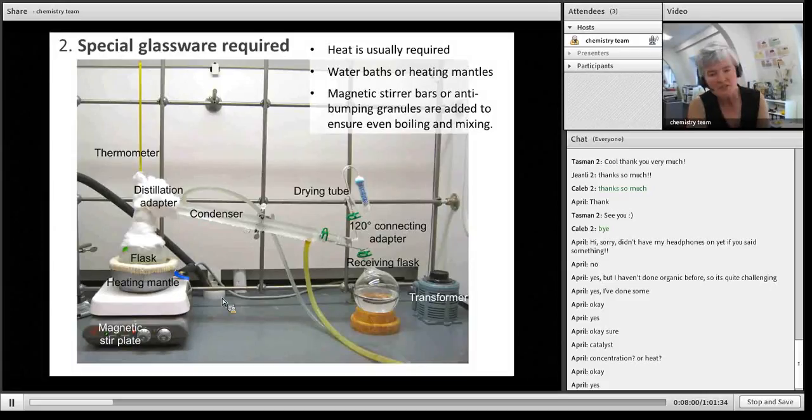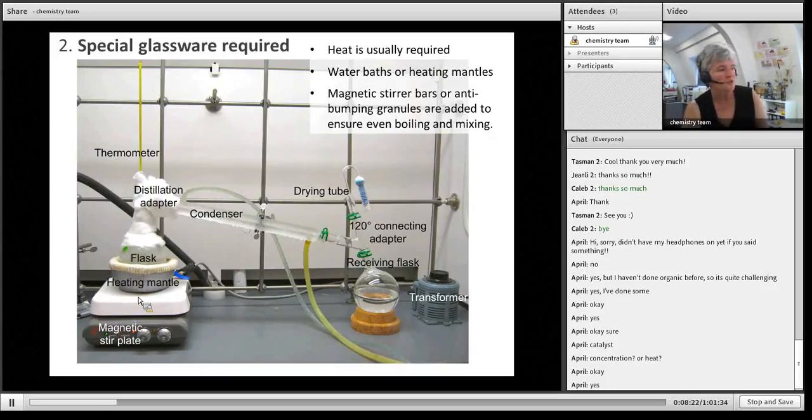There are two setups you have to know. And this is what we call the distillation setup. We use distillation when we want to isolate a pure compound, because organic reactions are actually fairly mucky reactions. You can get a variety of products.